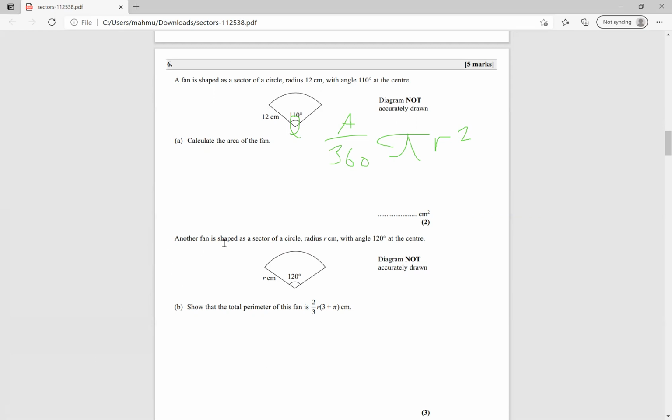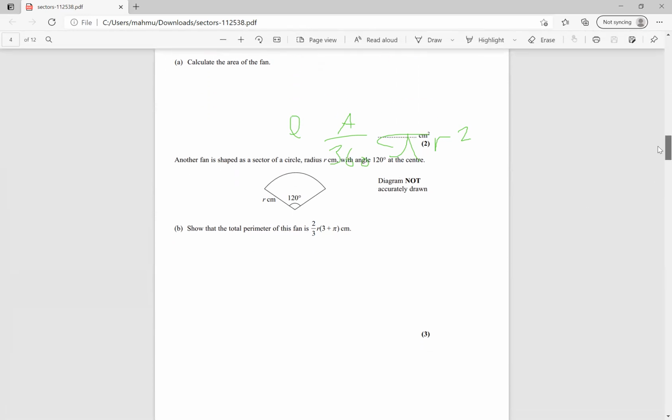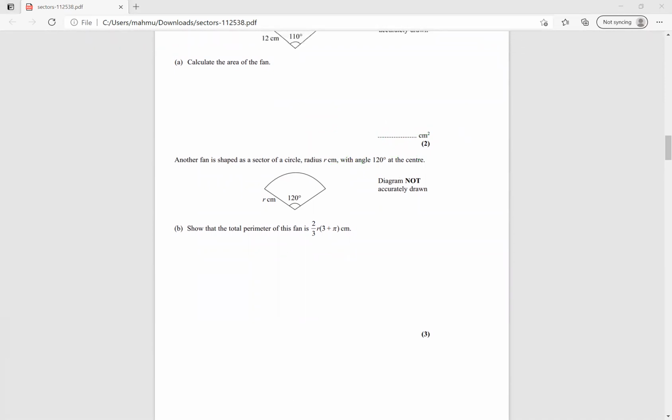Now, the end of a fan is shaped as a sector of a circle radius r with an angle of 120 at the center. Show that the perimeter of the fan is 2 over 3 r (3 plus pi). Okay, this is a tricky question for you. All right, what I'll do is I'll do that for you. So basically, what they're asking us to do now is show that the perimeter is equal to this length.